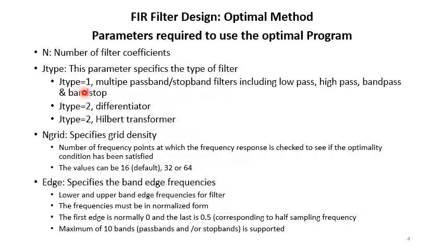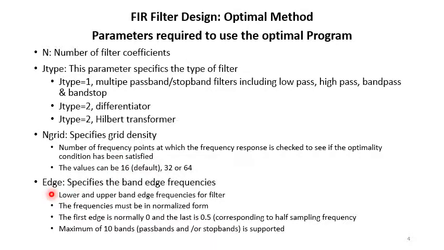The next parameter that we have to assign is the grid density, represented by N grid. It is the number of frequency points at which the frequency response is checked to see if the optimality condition has been satisfied. The values N grid can have are 16, 32, or 64. Normally 16 is used, and that's what we call the default value. So N grid in fact has a default value of 16.